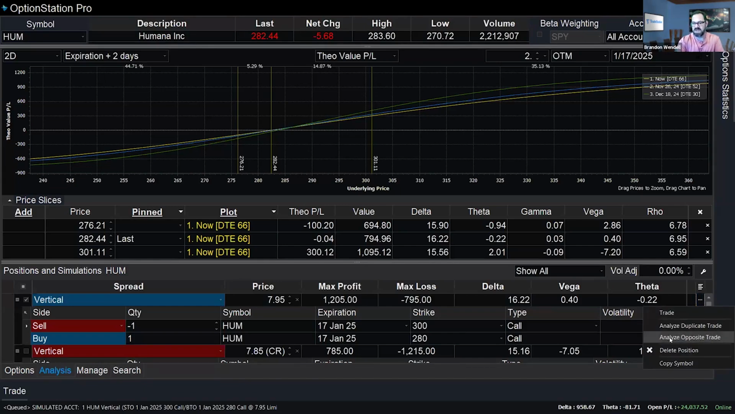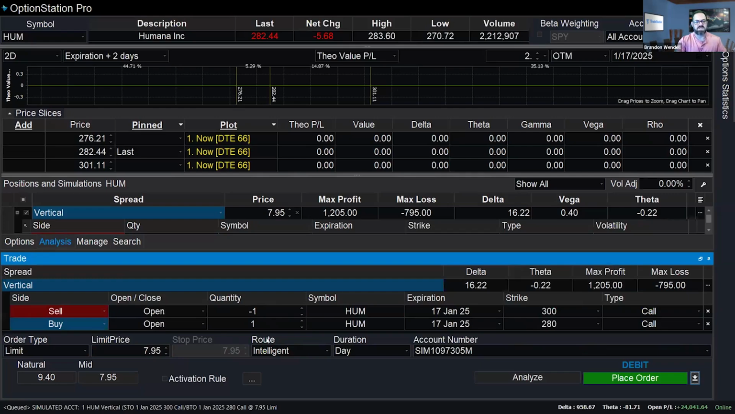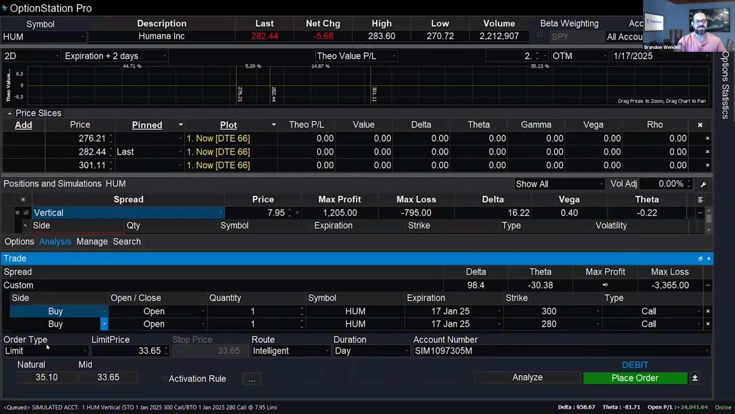analyze opposite trade. Let's see, is it analyzing it? It didn't put it in my trade thing, did it? That's okay. I'll just put trade. And there's my trade, but I'm just going to reverse it. That's all. So initially I sold the 300, bought the 280. And yes, we're going to do an OCO right there.